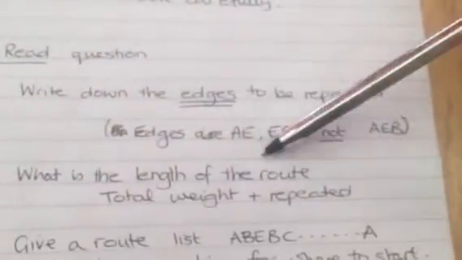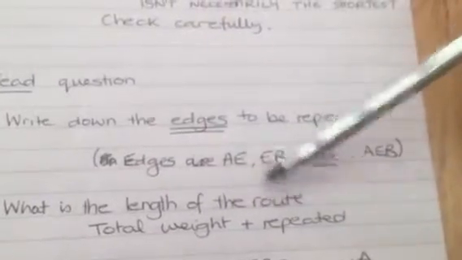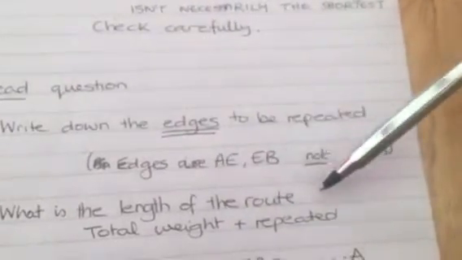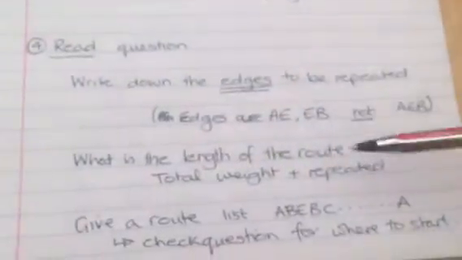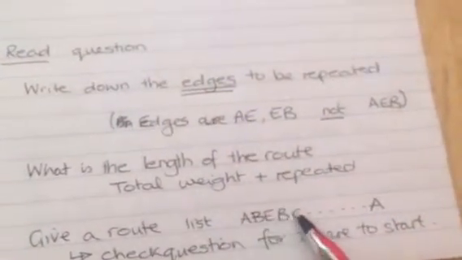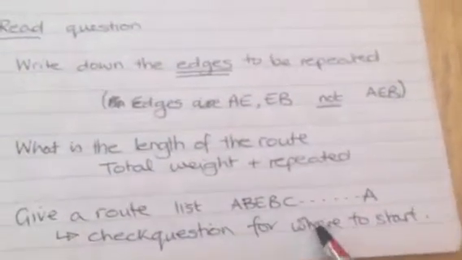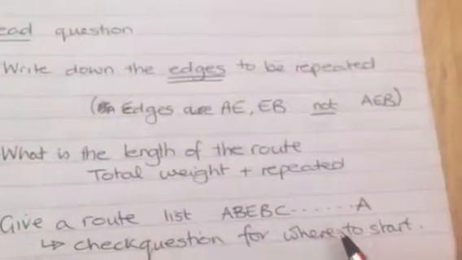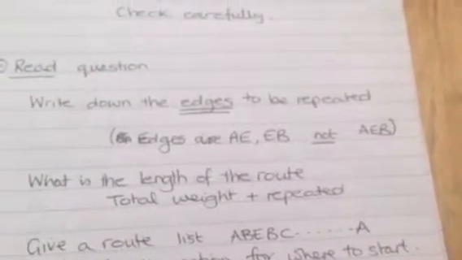It might ask you for the length of the route. Look at the question because it'll give you the total weight for the whole system, and then you need to add on the repeated bits that come from your table here. It might ask you to give a route, in which case you list a route A, B, E, B, C, etc., starting and ending at the same point. Make sure you check the question carefully, because if you start at the wrong vertex, you will lose marks. So double check where your starting point is.